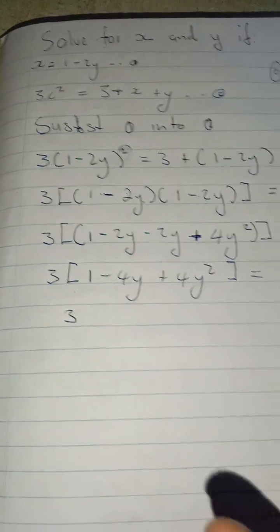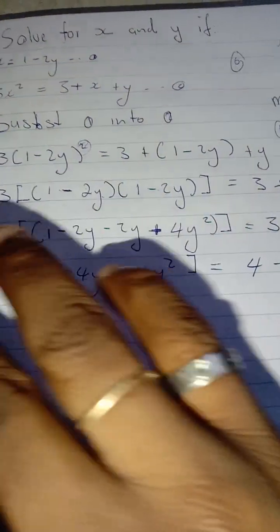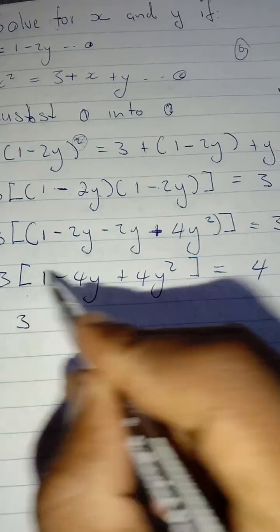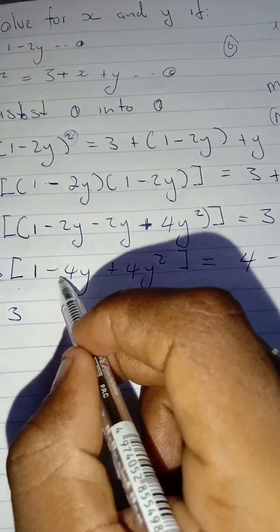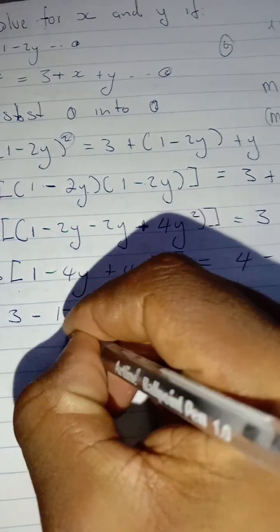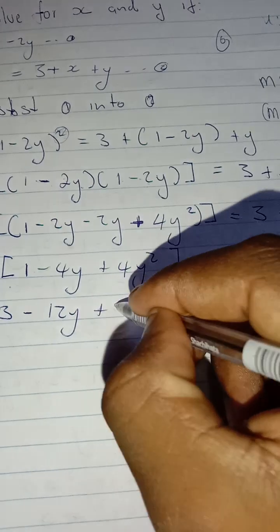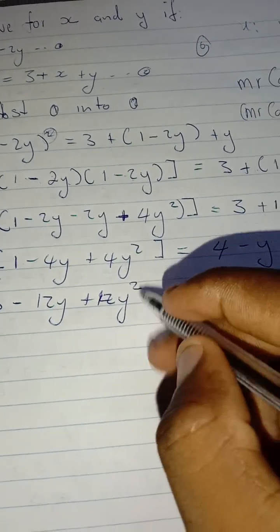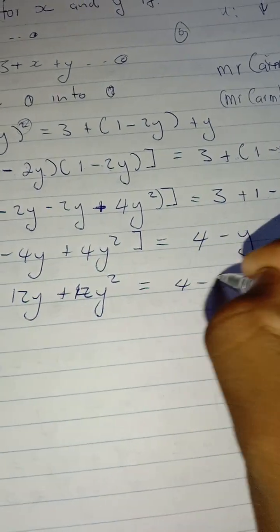Please, when you are doing simultaneous, focus, because there are a lot of multiplying here. So positive 3 times negative 4y is negative 12y. Positive 3 times positive 4y squared is positive 12y squared, and then it's equals to 4 minus y.